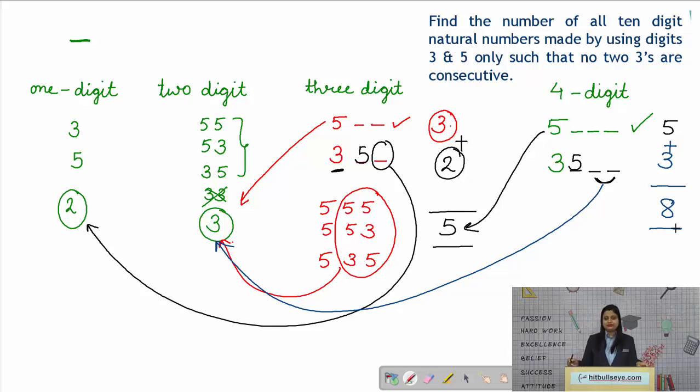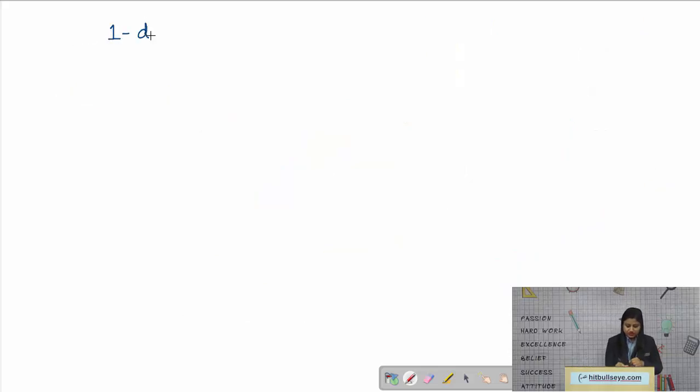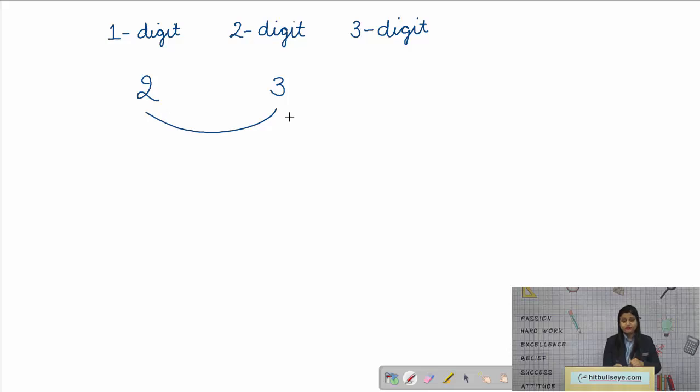So every time we are calculating, we are increasing the length of the number. Suppose we are calculating 5-digit numbers. It will be nothing but sum of previous 2 places. So we can say that if we talk about 1-digit number, they were 2. If we talk about 2-digit number, they were 3. 3-digit, that is nothing but the total of previous 2 terms, that was 5.